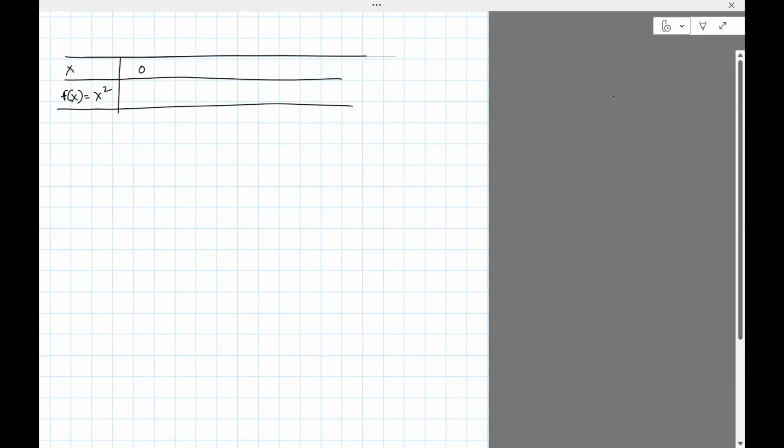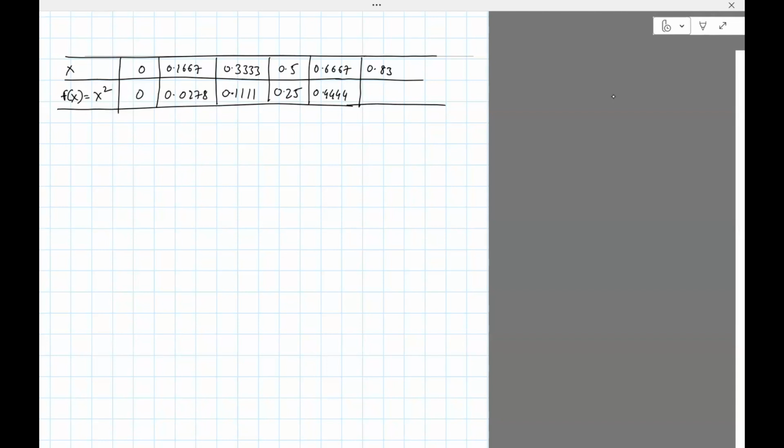So 0, when you put x squared of 0, 0 squared is 0. Then we have 0.1667. So if you just square it, it comes out to be 0.0278. Next is 0.3333. Square of that is 0.1111. Next is 0.5. Square of that we know is 0.25. Next one is 0.6667. Square of that is 0.4444. Then we have 0.8333. That's 0.6944. And lastly, we have 1. Square of 1 is 1.